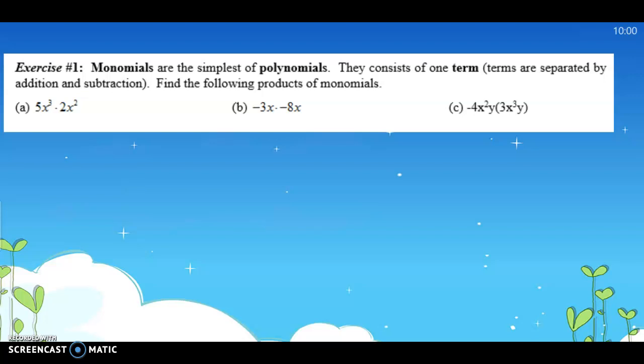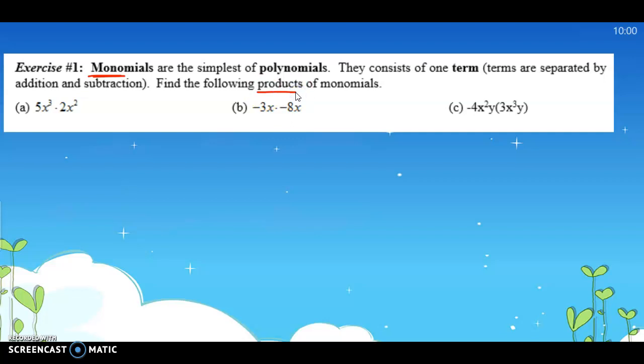And actually, we've done this before with exponent rules, all right? We're just calling them monomials now. Monomials are the simplest because they consist of one term. Like Monopoly, it's only when one person wins. Like when Amazon takes over the whole world, they will be the only one left. So we're going to multiply these because we're finding products.